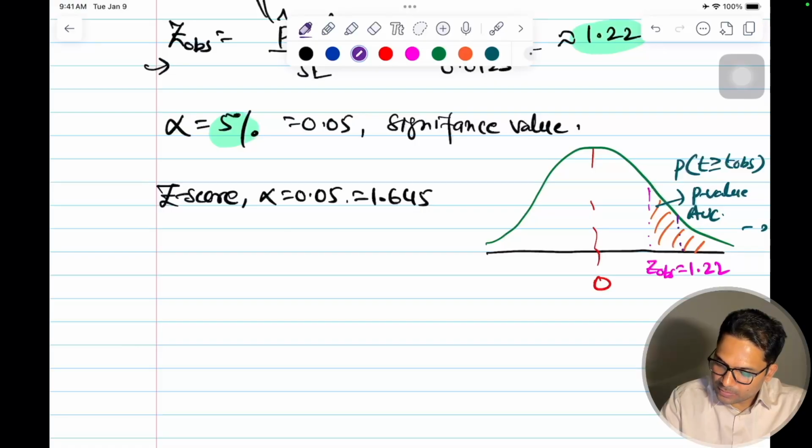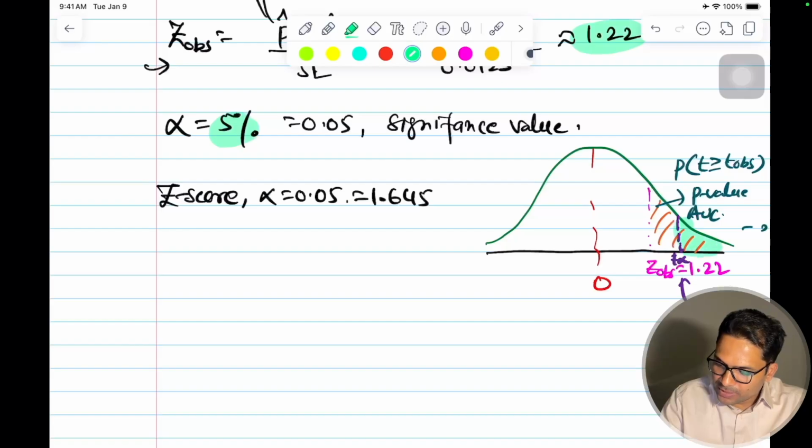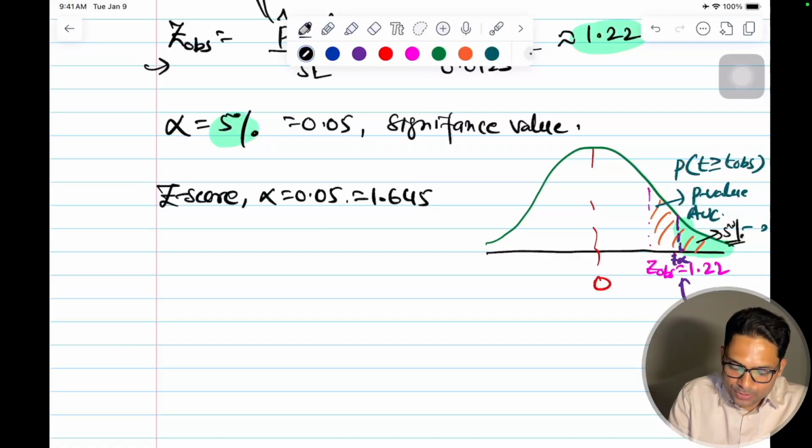So I will just make it here, and this is your t alpha. This is equal to 1.645. This is more right. This means that the area, so this value will be, okay, let me color it for you. So this value is your significance level or significance value. Okay, this is 5%.